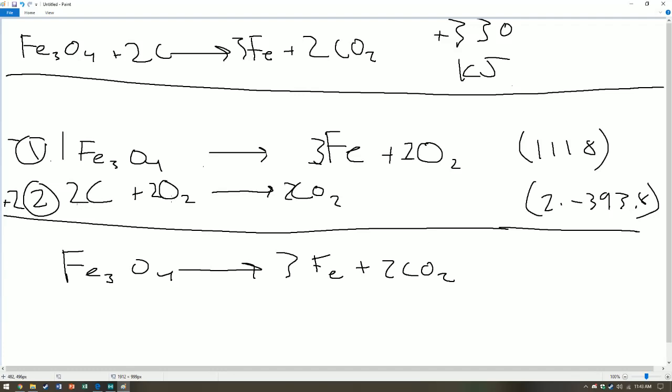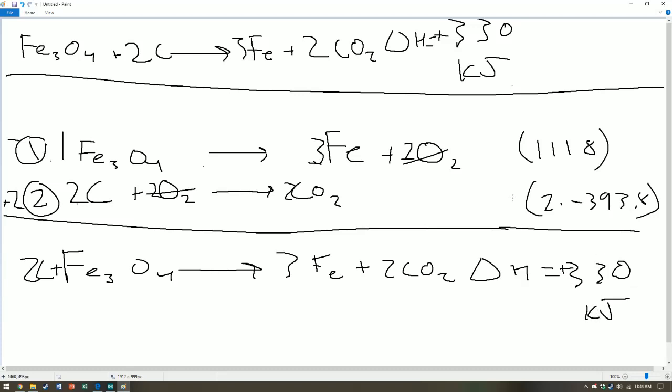And I can make sure that everything works. 2C plus, I forgot the carbons there. Those two can cancel out because they appear on both sides, and we get the reaction above, and we get the delta H. Delta H equals the exact same thing, 330 kilojoules. Right? Pretty simple. I don't know if you would call it proof, but that's showing you that it works the same way.